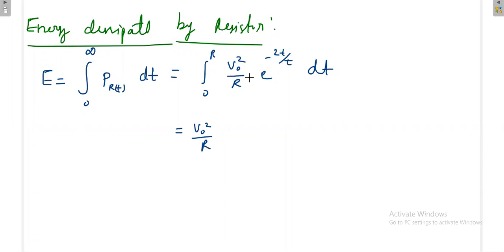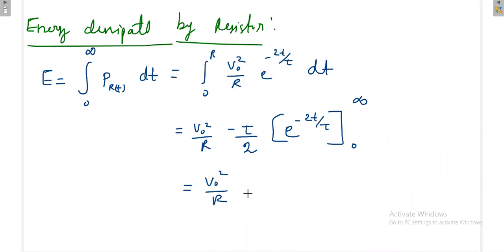Once you integrate this term, what will you get after this integration? I think you will get minus tau by 2. Is it correct, sir? Correct. So next, tau means RC. So with the factor of 2, e power minus infinity is 0, e power 0 is 1. This minus will cancel, R will cancel. Then what I am getting is 1 by 2 C V naught square.